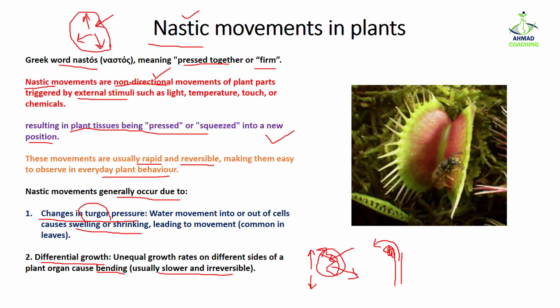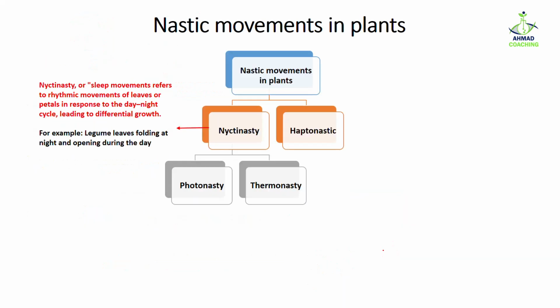cells need to grow. Coming towards the types of Nastic movements, there are two types of Nastic movements. One is Nyctinasty and the other one is Haptonastic. Nyctinastic is also known as sleep movements, which refer to the rhythmic movements of leaves or petals in response to the day-night cycle, which leads to differential growth. So it comes because of the rhythm.